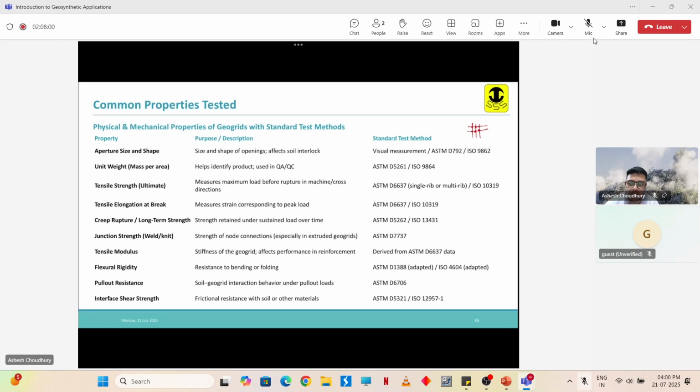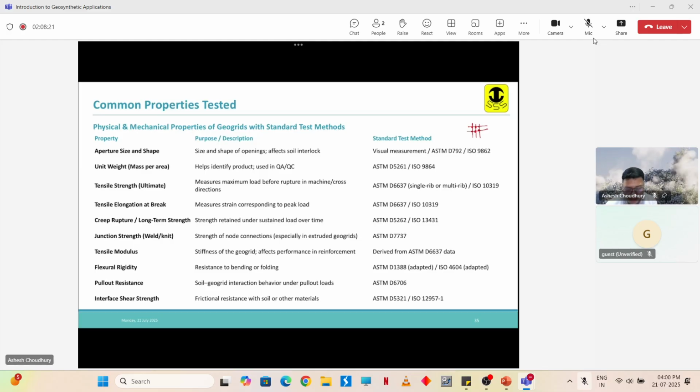Then we have the interface shear strength, the frictional resistance with soil or other material. It is the friction angle between the soil and the geogrid, or geogrid and other material, that is measured in the interface shear strength test. Pull out resistance, if you put the geogrid between the soil layers and you apply load, you measure the load at which it pulls out.